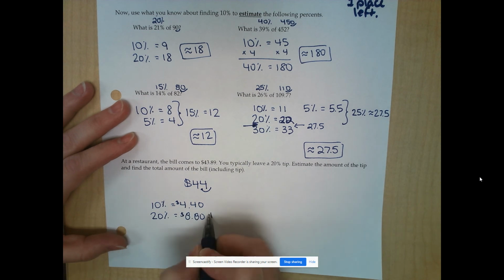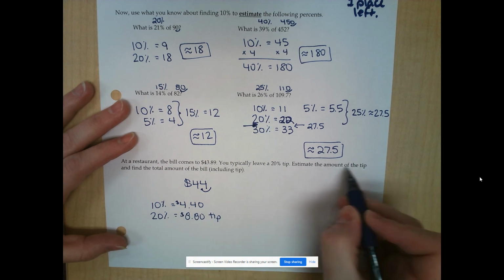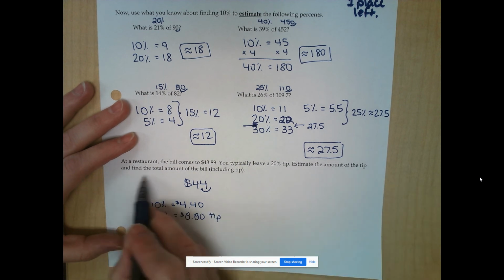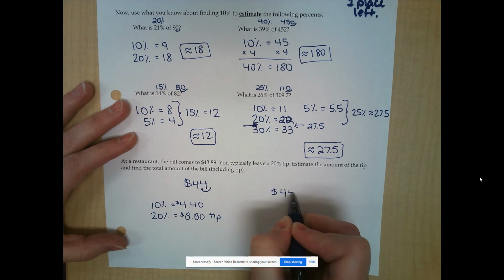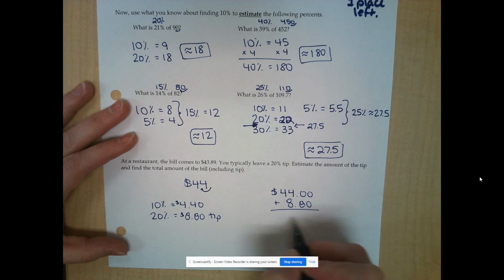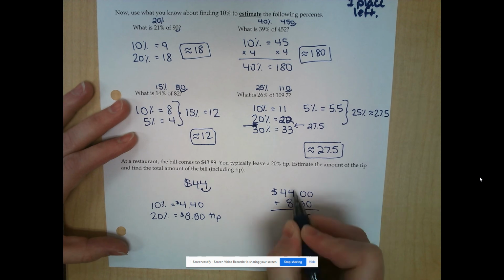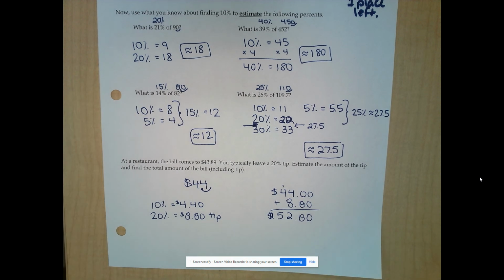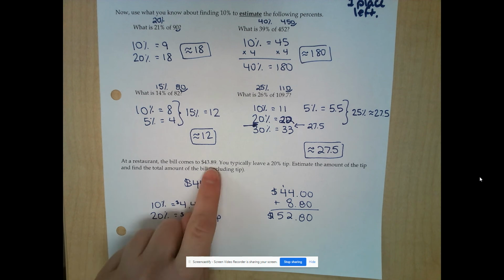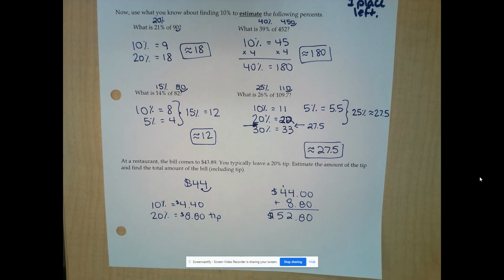So that's just the tip. And the answer was estimate the amount of the tip, got it, and find the total amount of the bill, including the tip. I would add together my $44 and my $8.80 and say, I'm going to leave $52.80. And you're saying, Mrs. Frazier, it was $43.89. Why did you add 44?